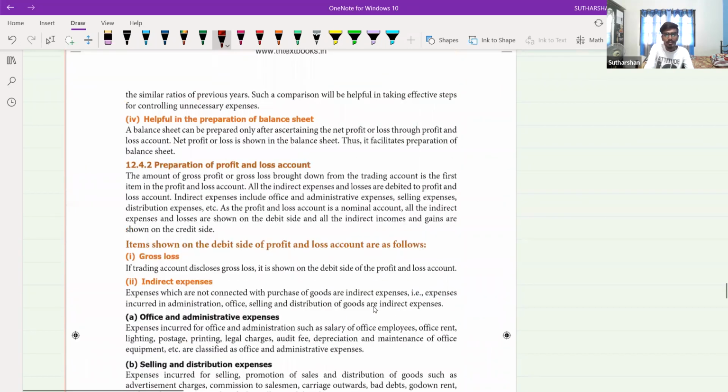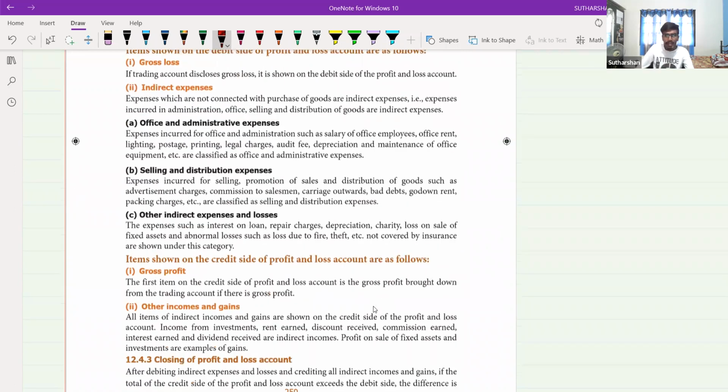Then these are all the indirect expenses. Indirect expenses are those which are not connected with the purchase of goods. It is anything other than the purchase of goods, so it can be sales or other expenses.